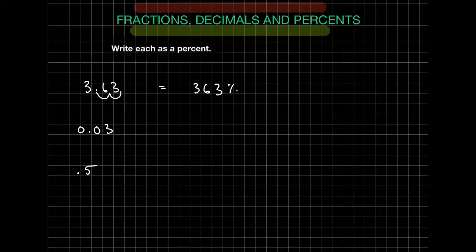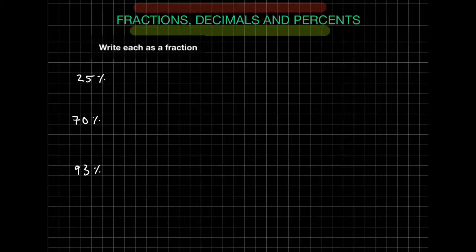So 0.03, we know right off the bat that's 3%. You could almost do this just in your head, just looking at it. Just imagine moving this dot over twice. 0.5, that's going to give us 50%. So there's once, there's twice. Fill in that zero, 50%.